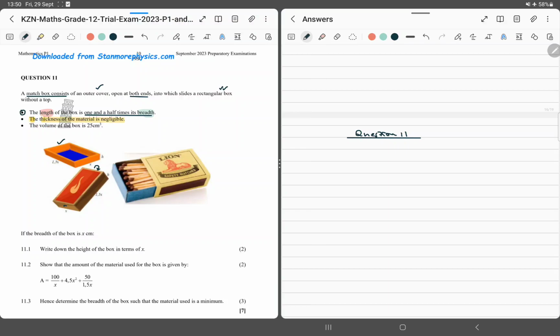So we're told here the thickness of this material is negligible, meaning the height of this box is the same as the height of the outer cover. So this is just suggesting that those things are essentially equal. Now the volume of the box is 25 centimeter cubed.